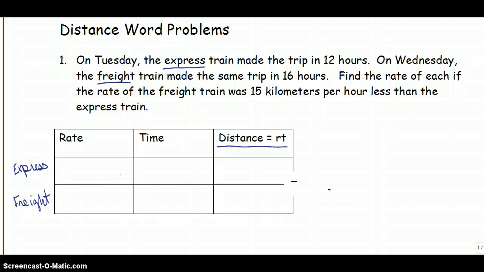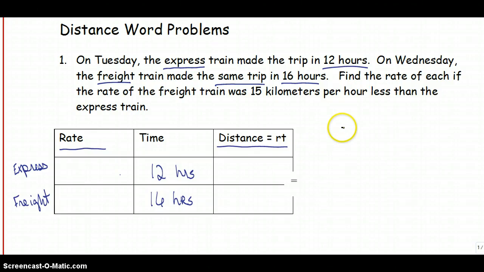So let's see what we know about the express train. Well, the express train made the trip in 12 hours. The freight train made the same trip in 16 hours. And notice that it says the same trip. If it's the same trip, then it's the same distance. Now they want us to find the rate, so I'm going to be looking for something in this first block. If the rate of the freight train was 15 kilometers per hour less than the rate of the express train.